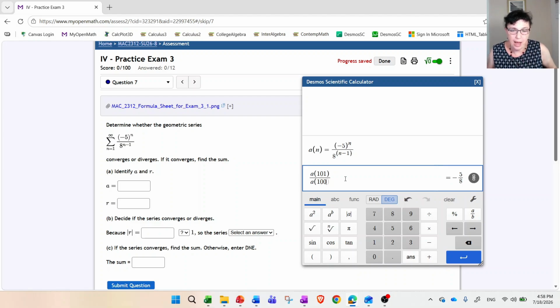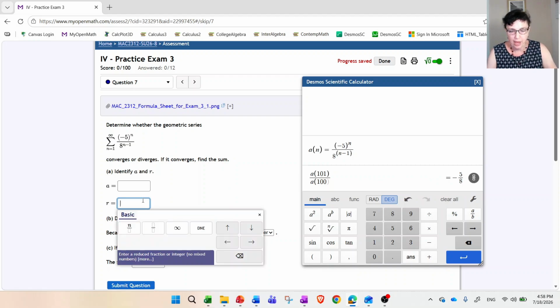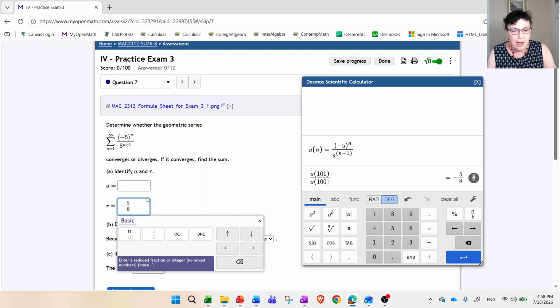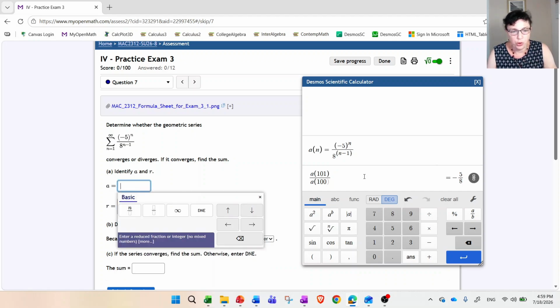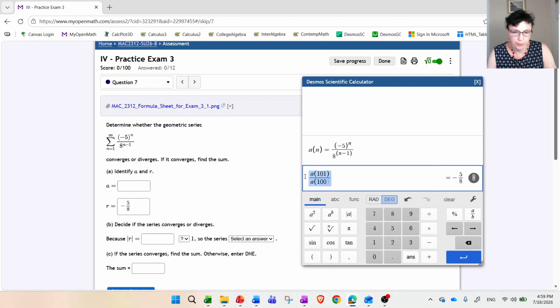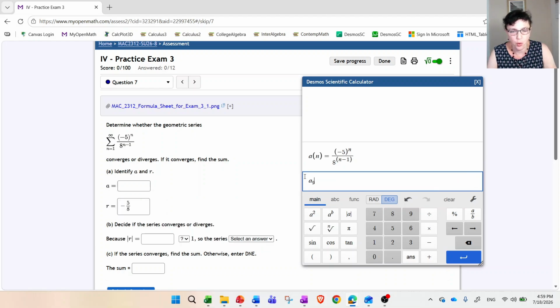So if that did not happen, this wouldn't have been a geometric series. And you can show that by just substituting n plus 1 and then substituting n and dividing, and you will see that the answer is always going to be negative 5/8. And that is your r. Now, how do you find a? Also super easy. It's the first term. So that should correspond to a of 1.